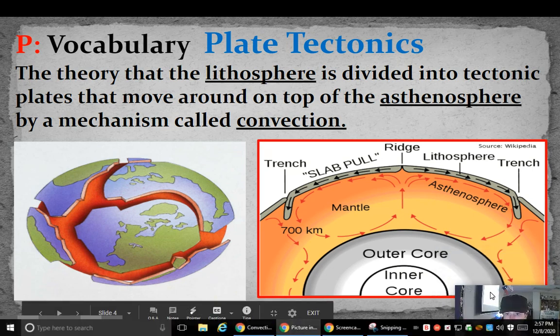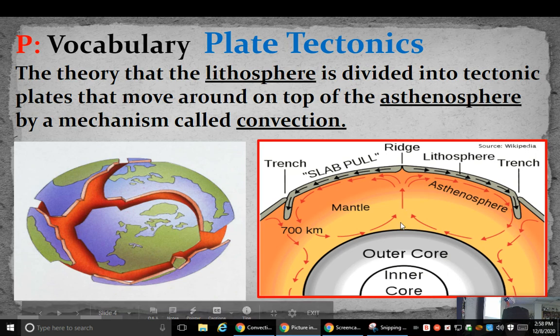So let's have a look at this diagram. Again, you have the inner core that's extremely hot. It's heating up the mantle. The upper part of the mantle is the asthenosphere. As that moves, it's going to drag along the lithosphere, the crust, with it.